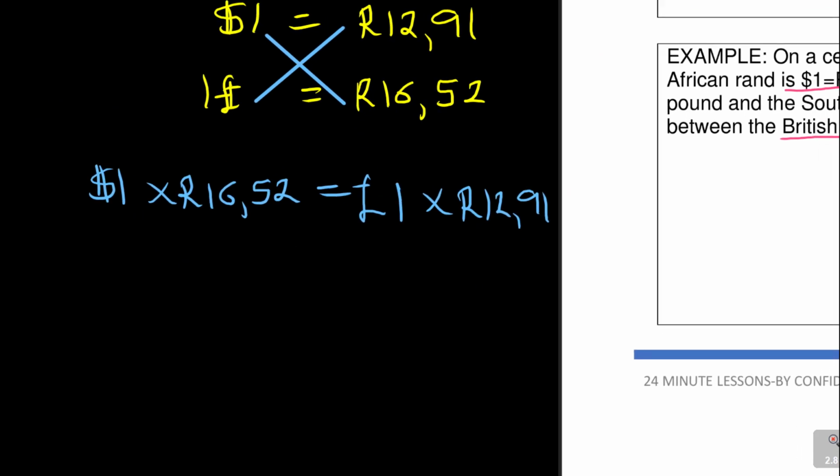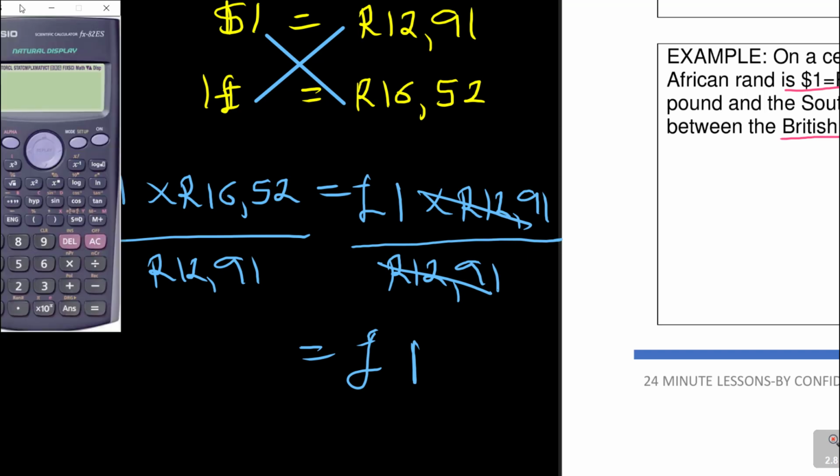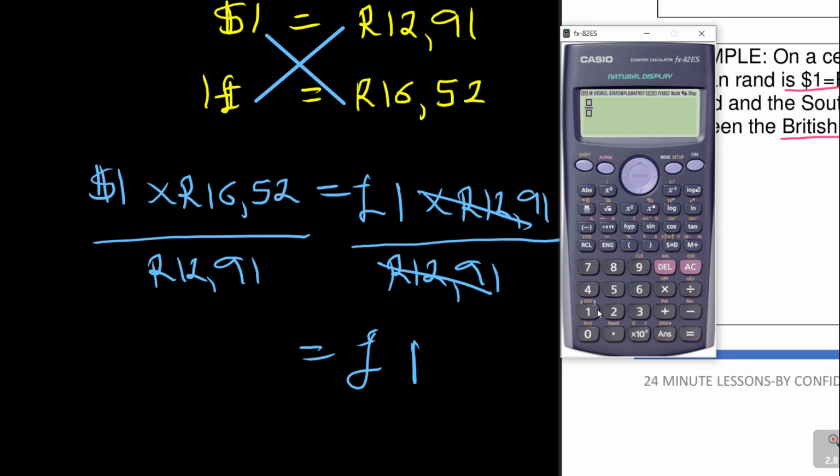So let's focus on the British pound. So what do I do? I'll say, okay, I want to find out how much is 1 British pound. So I divide by 12 rand 91 here. So you see, I'll be left here with 1 pound. What is 1 pound? You see, the rand will cancel out. So if I do that, let's look at it. I'll say here 16.52 over 12.91.